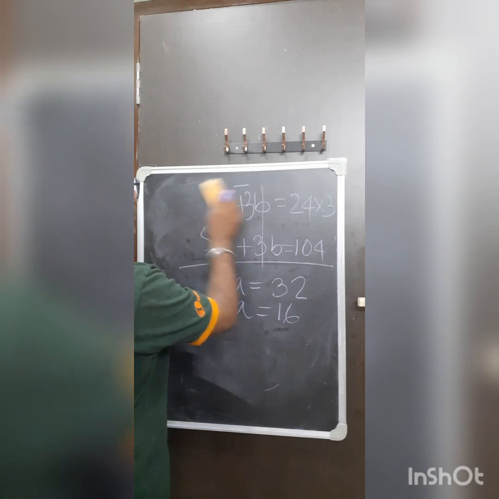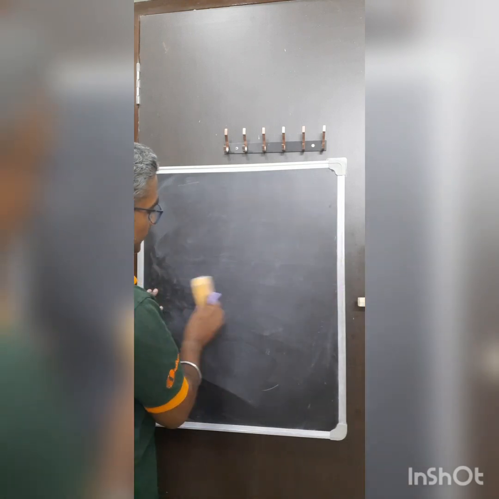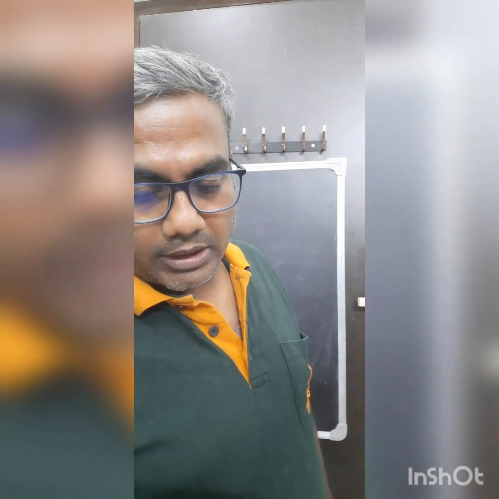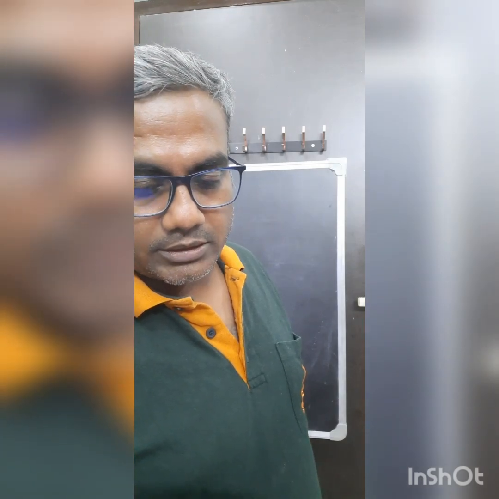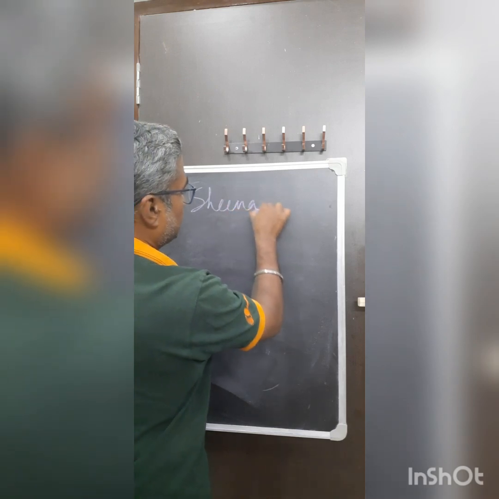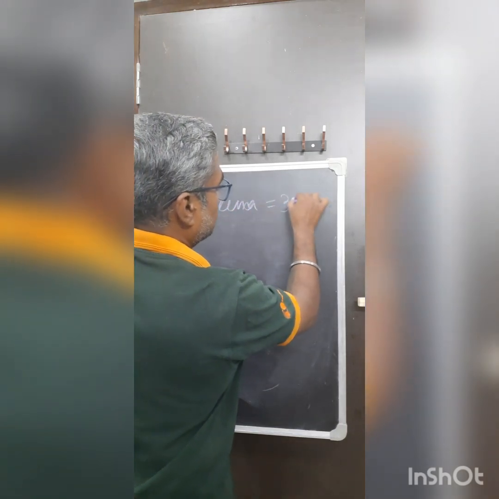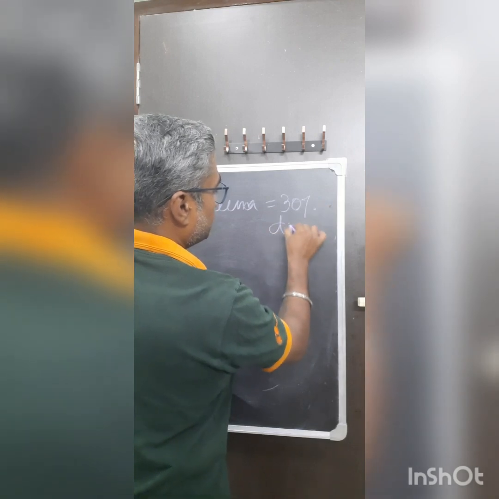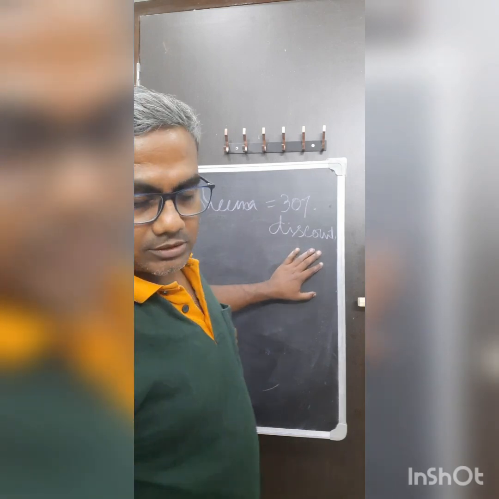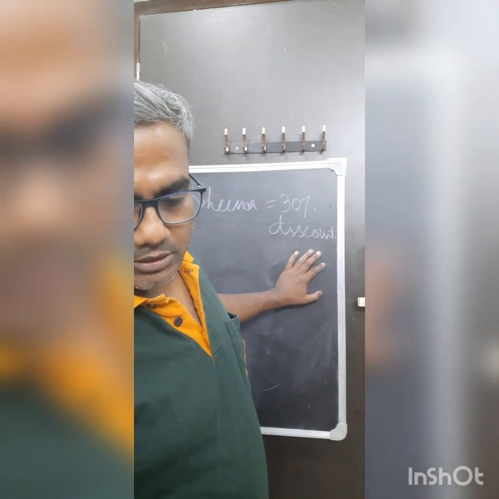Okay, so next we come to the next sum. It says Seema bought all items at 30% discount. So Seema is getting everything at 30% discount. Whatever she buys, she will get a 30% discount. This is a flat condition.